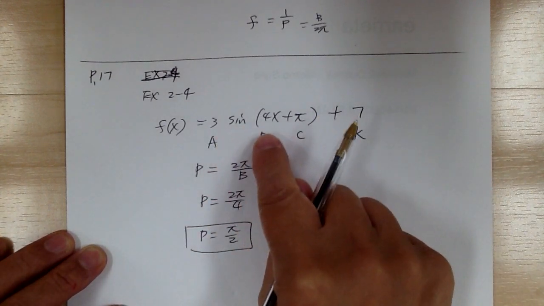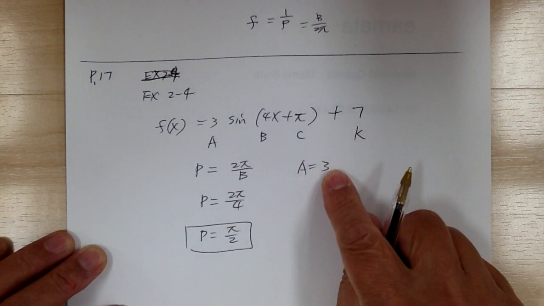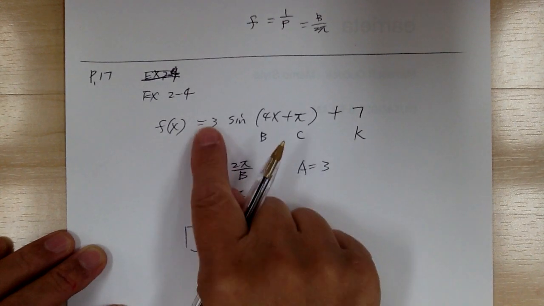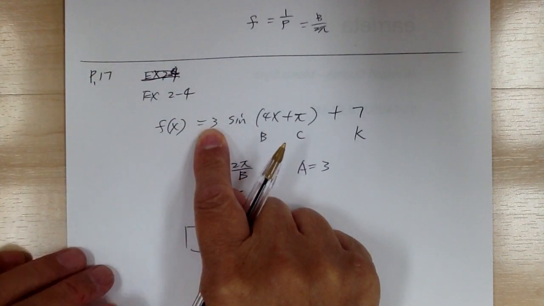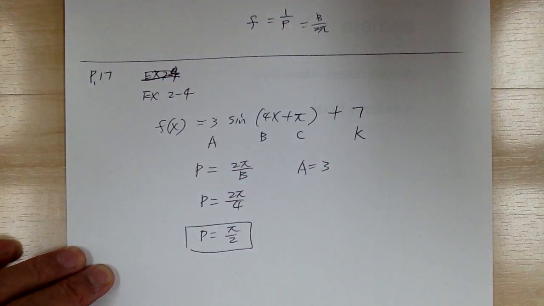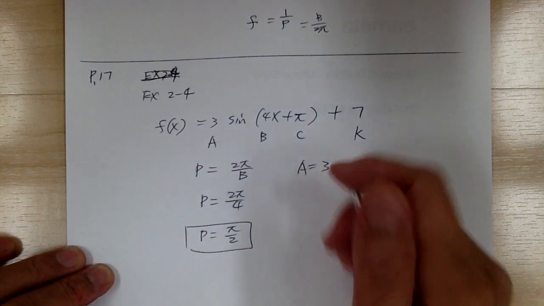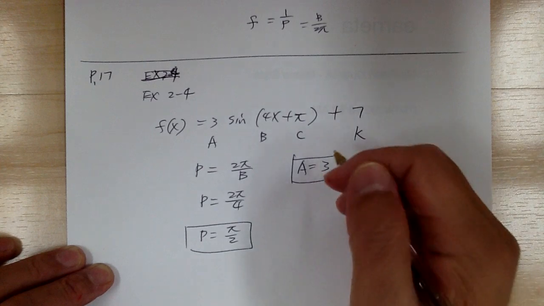The amplitude is this one over here. So a is equal to 3. Now this is an absolute value. It just shows how much it deviates from your center line. Even if it is negative, it means the graph is flipped upside down, but how much it deviates from the center is still the same. So this is the absolute value of this number, so it's always positive. So the amplitude is 3.